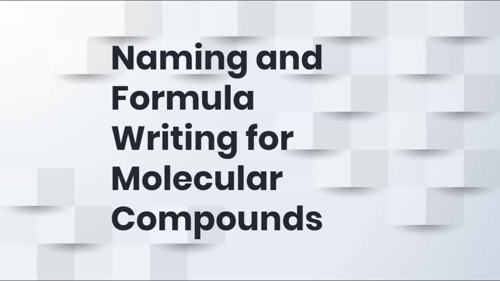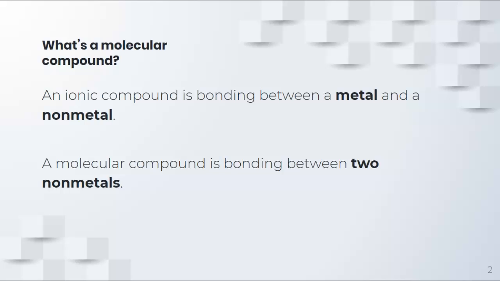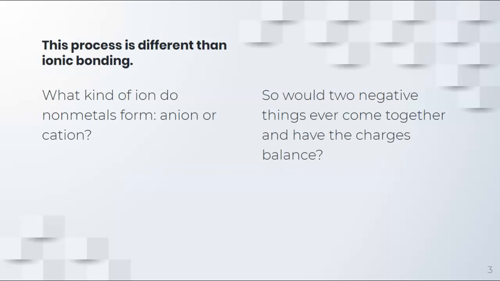All right, now you all are experts in naming ionic compounds, polyatomic ionic compounds, and acids, and we're going to do our last thing we're learning how to name, which are molecular compounds. So what's a molecular compound? Well, an ionic compound is a bonding between a metal and a nonmetal. A molecular compound is bonding between two nonmetals this time. So we're going to be working in the upper right-hand corner of our periodic table.